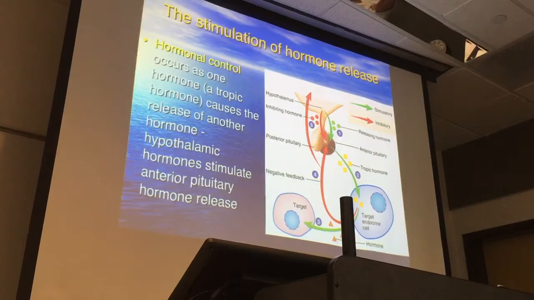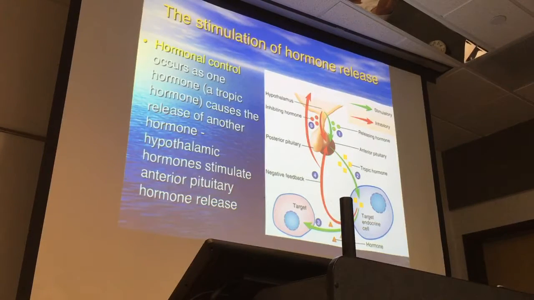This is a hormone. This hormone is stimulated by the release of another hormone. So in this case, the anterior pituitary would release a hormone that would cause this target cell to release its hormone. But it can get more complex than that. The hypothalamus can release a hormone that causes the anterior pituitary to release its hormone, which causes the target cell to release its hormone. This sequence of events is very common.